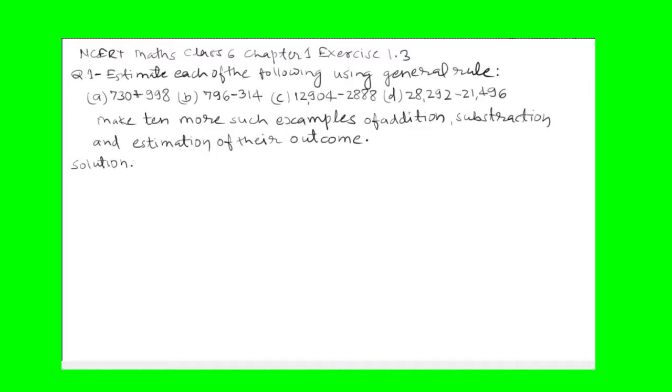And the second part of it is to make 10 more such examples of addition, subtraction and estimation of their outcome. So we solve part A.